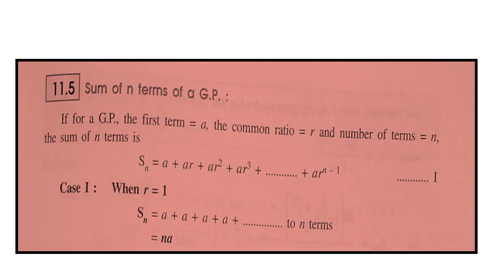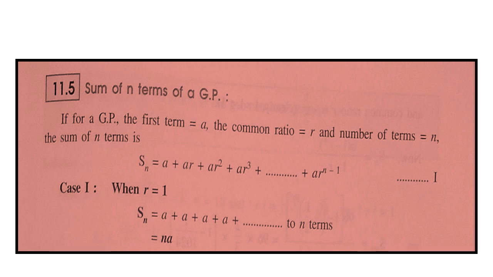Sum of n terms of a GP is calculated in such a way that if for a GP the first term is A, the common ratio is R, and the number of terms is n. So in case 1, if R is equal to 1, that means the common ratio is 1, then the sum of n terms of a GP will be calculated by using the formula Sn is equal to n into A. In this sum of n terms of a GP, we have three cases.